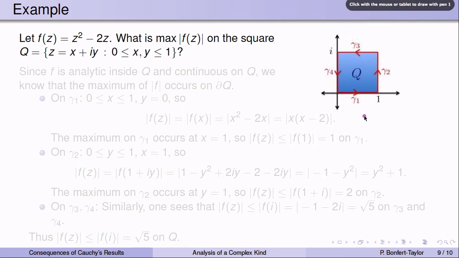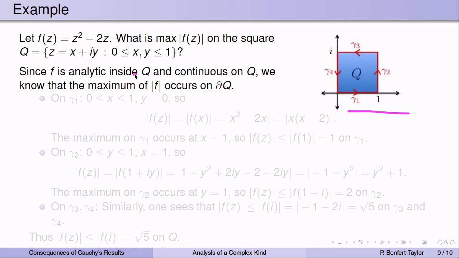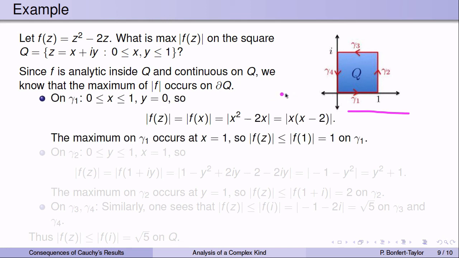Let's look at an example. Let's look at the function f of z equals z squared minus 2z, and suppose we wanted to know what is the maximum of the absolute value of f on this square, the square Q, consisting of all x plus iy, where x and y are between 0 and 1. So I drew this square right there. Well, since this function z squared minus 2z is analytic inside Q and still continuous on the boundary, it's in fact an entire function, we know that the maximum of the absolute value of f must occur on the boundary, so on these red curves. And so all we have to look at are these red curves. So let's look at them.